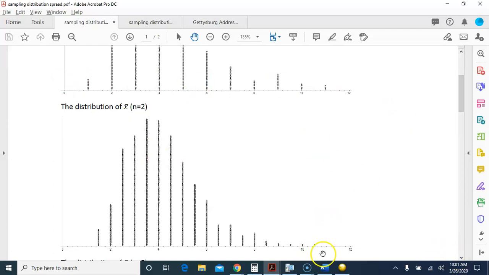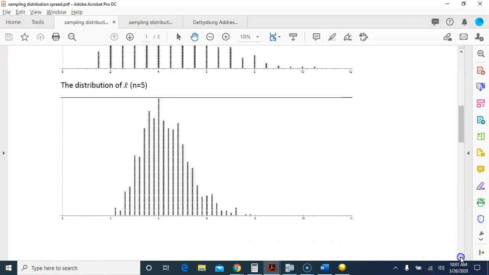All of these graphs have a number line that goes from 0 to 12. If the sample size is 5, then the distribution of x bars looks like this. All of the x bars are between roughly 2 and 8.